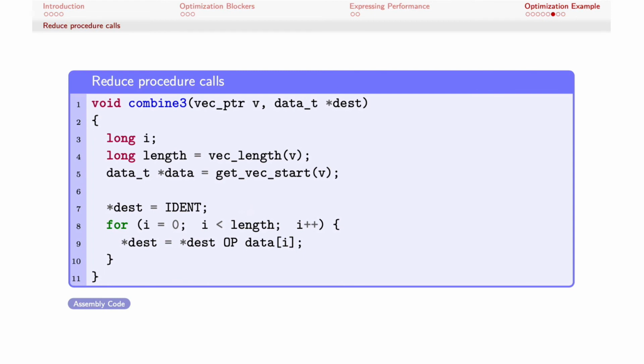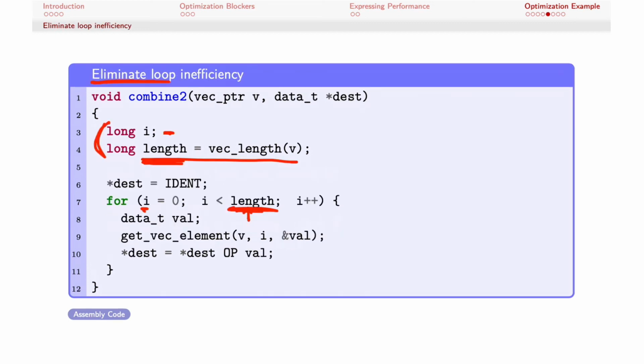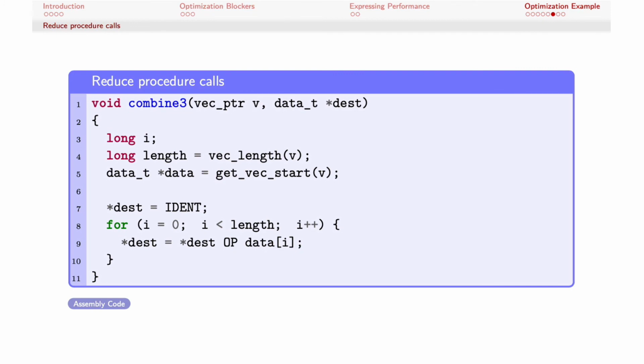Here's another example where we're reducing procedure calls further. If we go back and look at the implementation from the previous version, we're calling this getVecElement every time we want to get the value of the ith element of that vector. We can instead make use of this additional function we've got from our ADT. It says getVecStart. You'll recall that this just gives us back the location where the data themselves are being stored. We can then make use of that directly inside of our for loop.